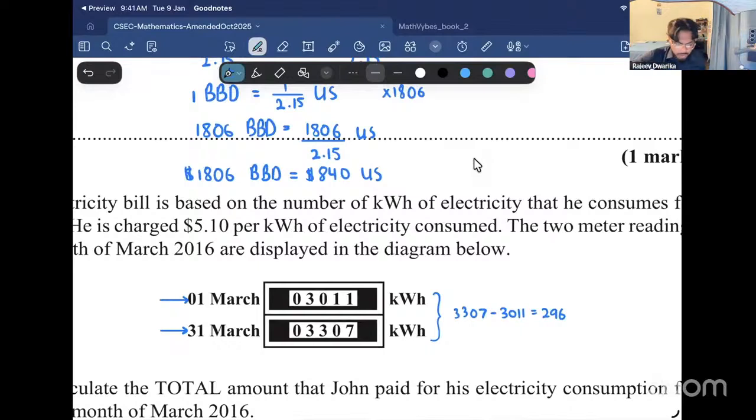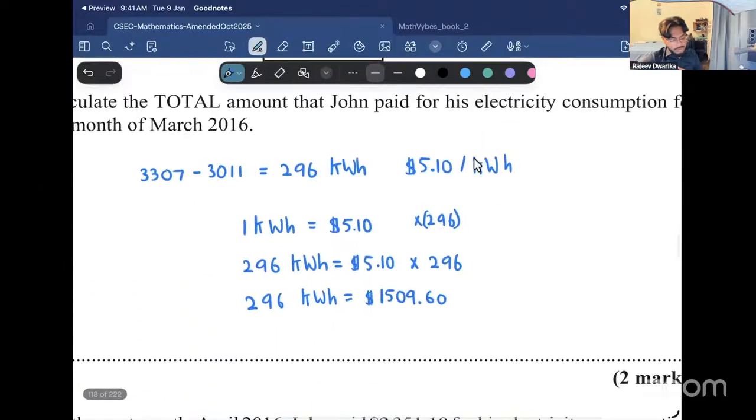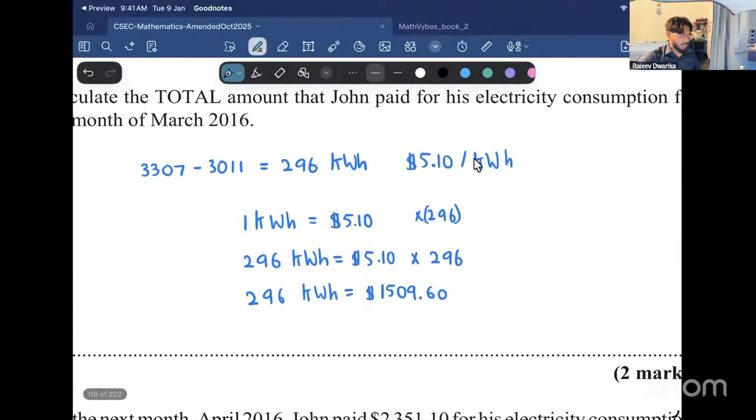If you're using 296 kilowatt hours, and this is the rate, how are we going to figure out his bill? I know you could figure this out. You have to multiply. So you can multiply 296 by $5.10 and you'll get your answer. And that answer should be 1,509.6. Let me know if you're right with that.